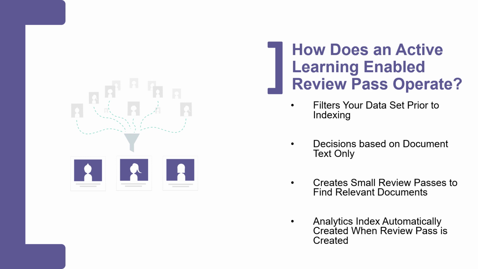Active learning operates by filtering your dataset before indexing, and also makes decisions based on document text only. After creating small review passes to find relevant documents, the analytics index will automatically get created.